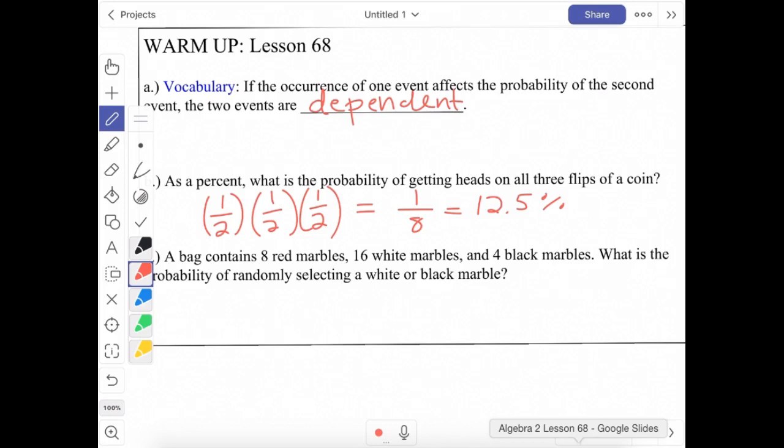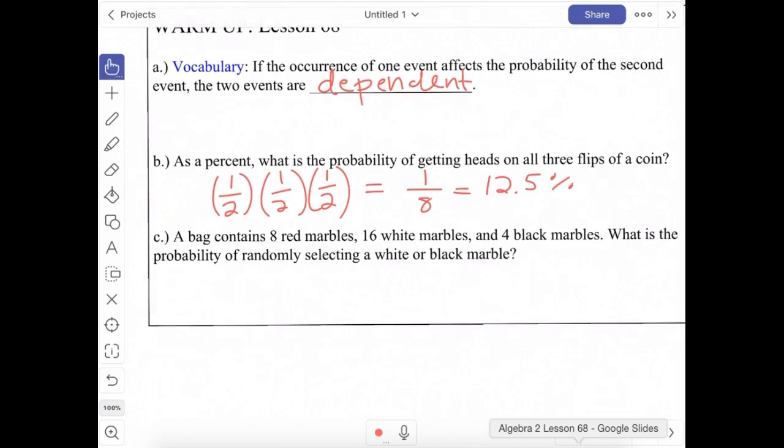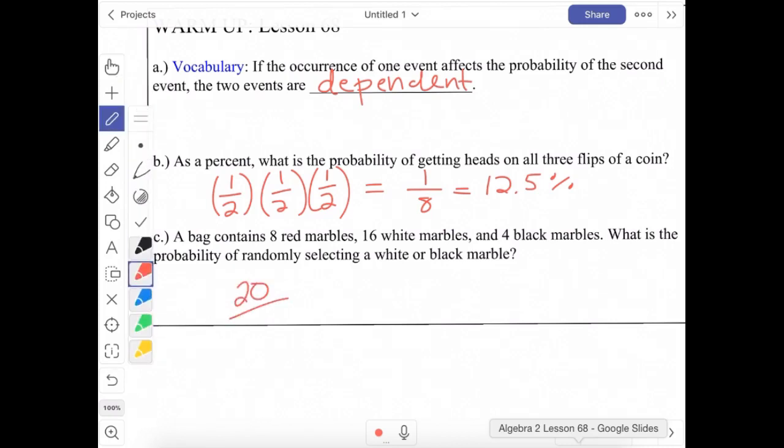A bag contains 8 red marbles, 16 white marbles, and 4 black marbles. What is the probability of randomly selecting a white or a black marble? So because you could get one or the other, that would be 20 out of 28, because you can pair those two things together. So 16 and 4, that gives you the 20 out of the total is 28. You could take a 4 out of all those, you get 5 sevenths.